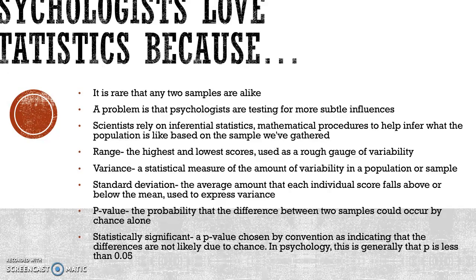Statistically significant is a p-value chosen by convention as an indicator that the differences are not likely due to chance. In psychology, this is generally that p is less than 0.05.